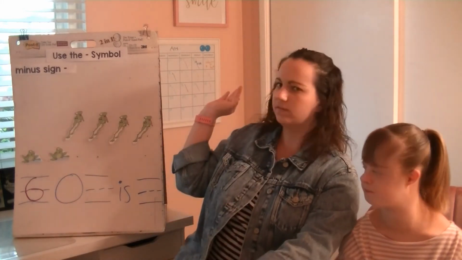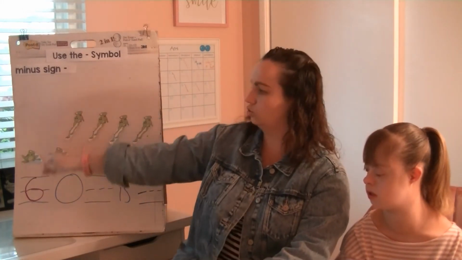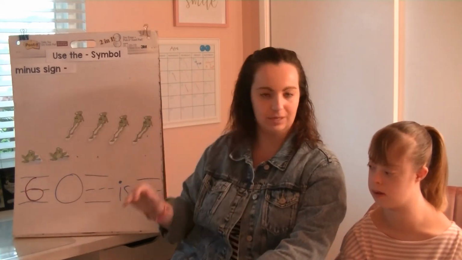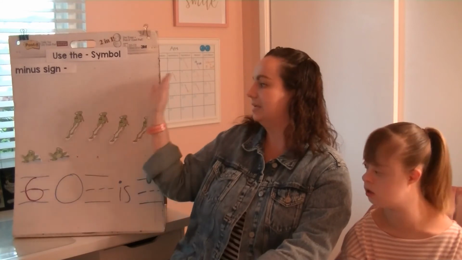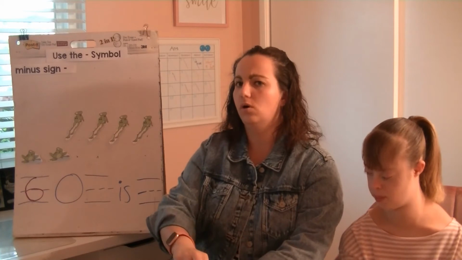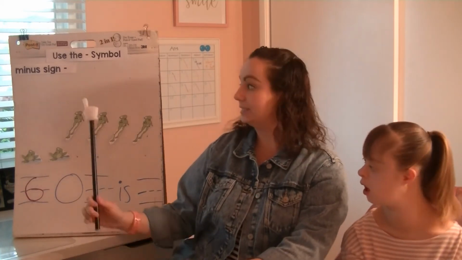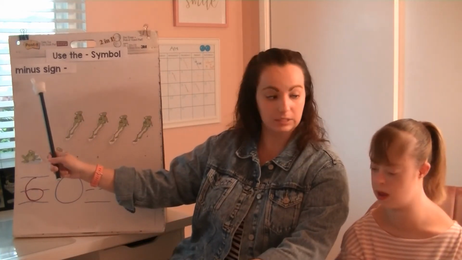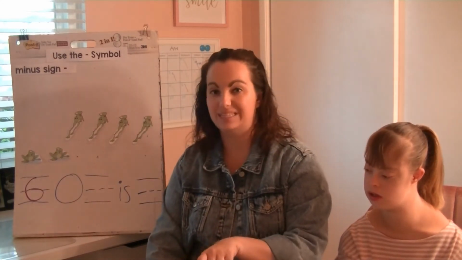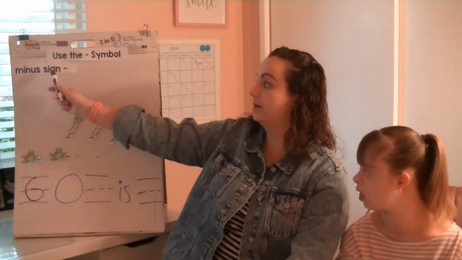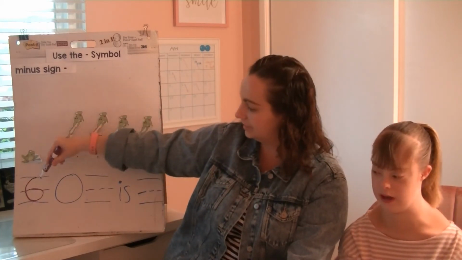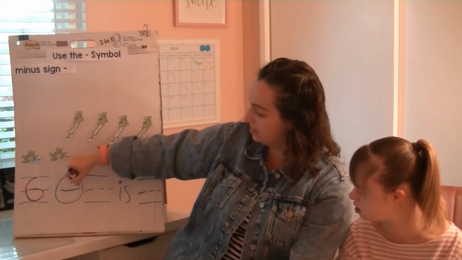But do you see more frogs jumping in to join the pond? Or frogs leaving the pond? Going away. Being taken away. Away. So we need to use what sign to show we need to subtract? The minus sign. Our group is getting smaller. We need to subtract and show it by the minus sign. So we're going to go 6, then minus.